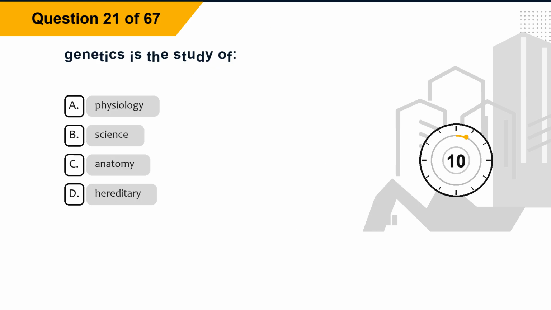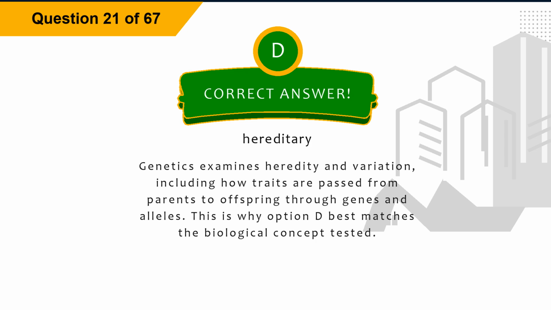Question 21. Genetics is the study of option A, physiology. Option B, science. Option C, anatomy. Option D, hereditary. The correct answer is option D, hereditary. Explanation. Genetics examines heredity and variation, including how traits are passed from parents to offspring through genes and alleles. This is why option D best matches the biological concept tested.